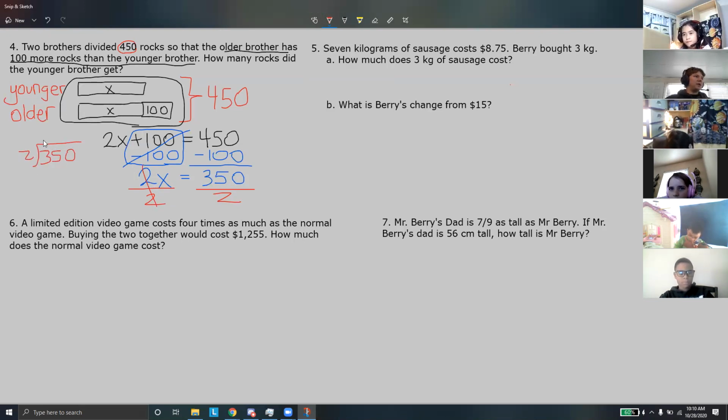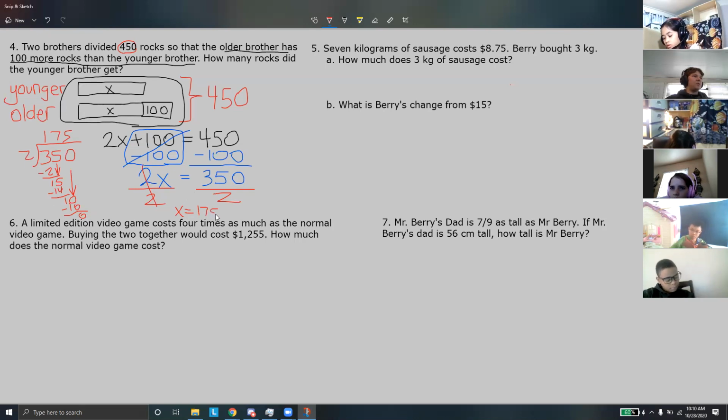2 goes into 3 once. 3 minus 2 is 1. Drop the 5. 7 times 2 is 14. 15 minus 14 is 1. Drop the 0. 2 goes into 10 5 times. 2 times 5 is 10. Great. And so all we're left with is x equals 175 rocks.